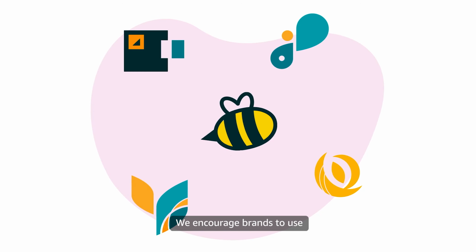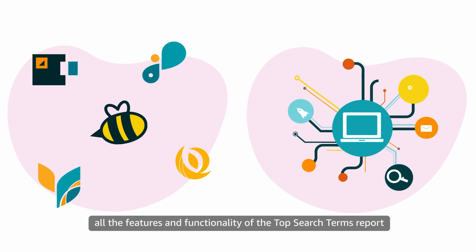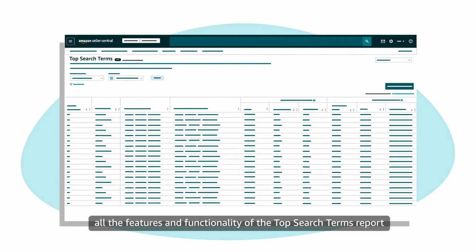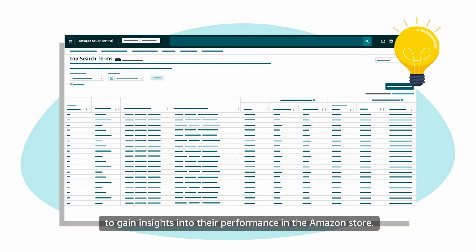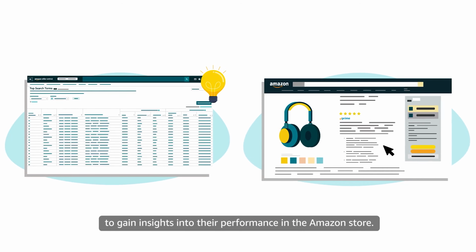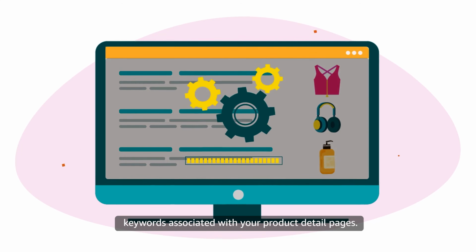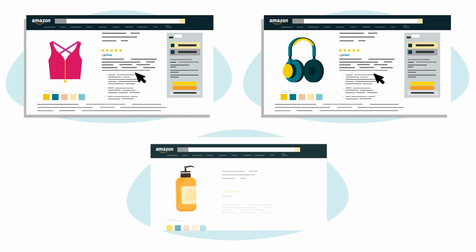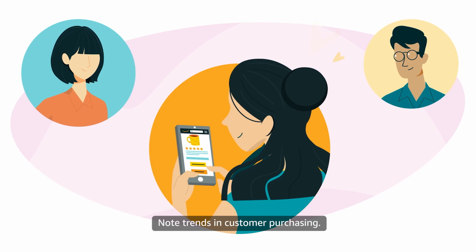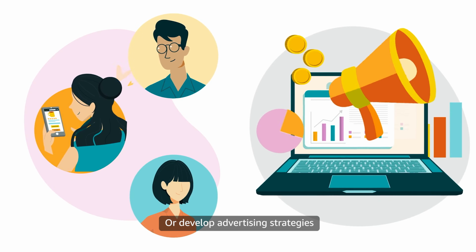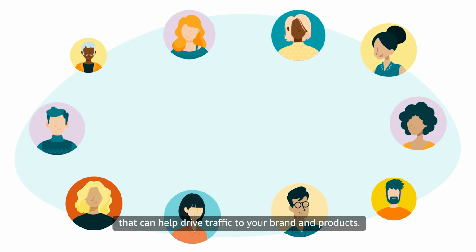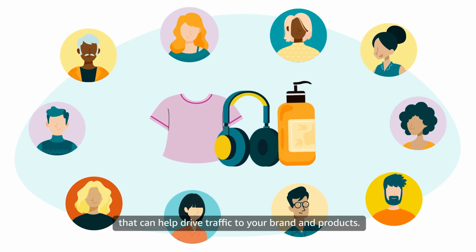We encourage brands to use all the features and functionality of the Top Search Terms report to gain insights into their performance in the Amazon store. Use it to suggest updates to the keywords associated with your product detail pages. Note trends in customer purchasing, or develop advertising strategies that can help drive traffic to your brand and products.